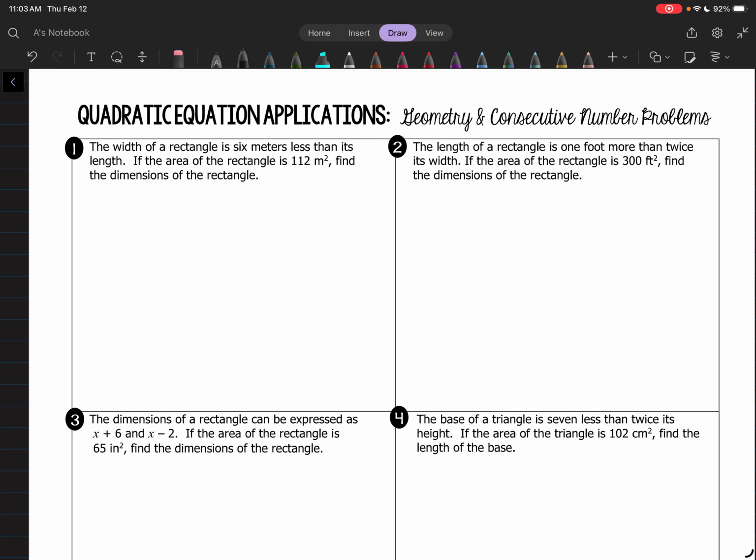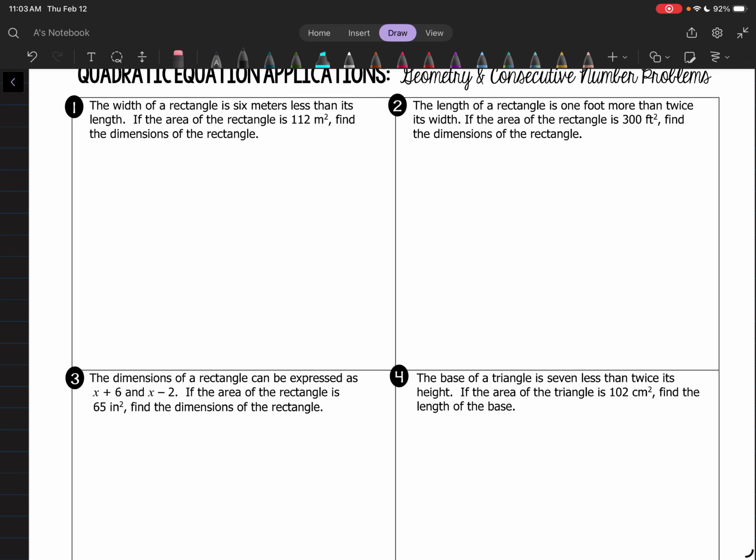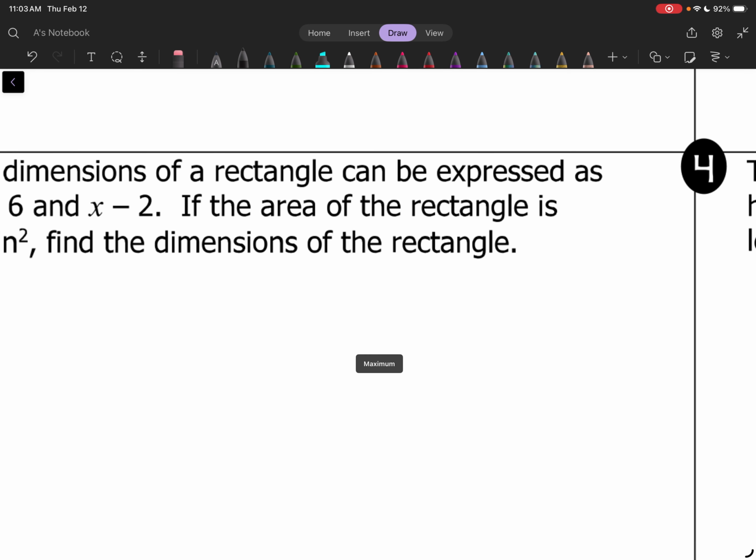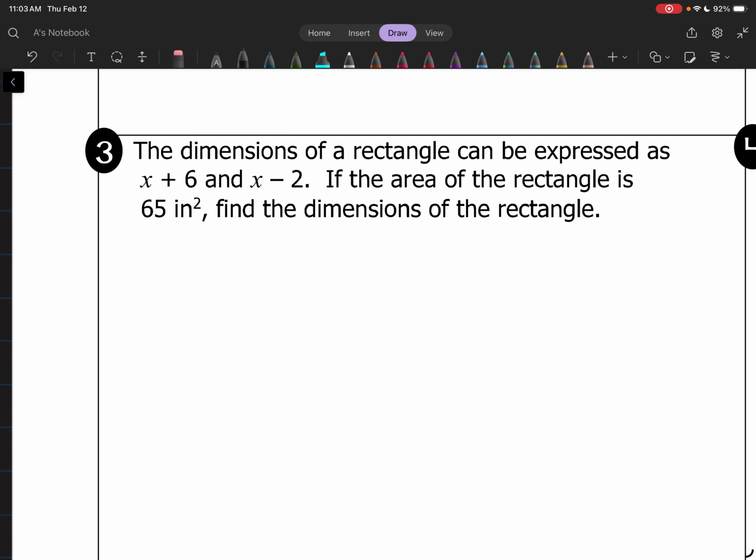Good day. Today we're going to be looking at applications of quadratics. I'm going to start at number 3. The dimensions of a rectangle can be expressed by x plus 6 and x minus 2. I'm going to start by drawing this diagram.